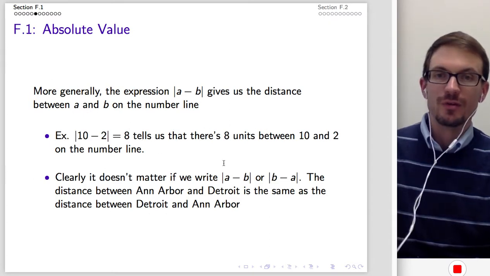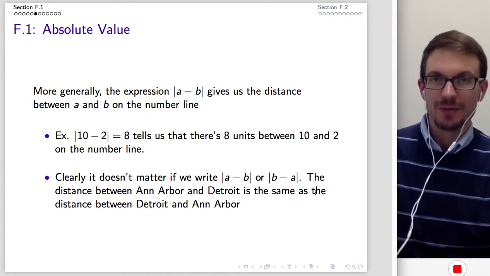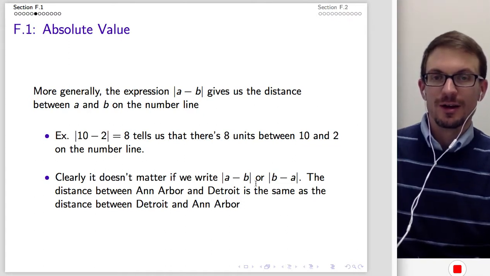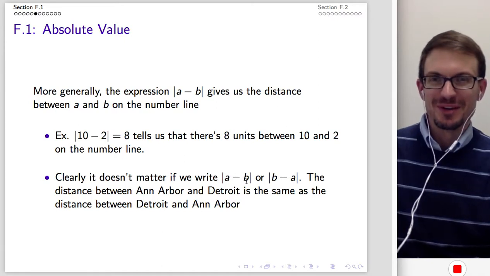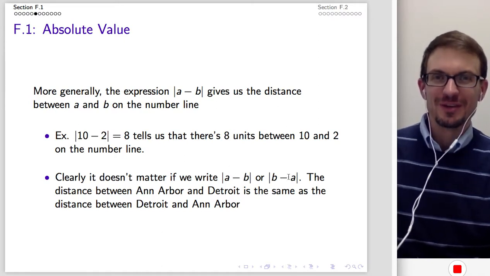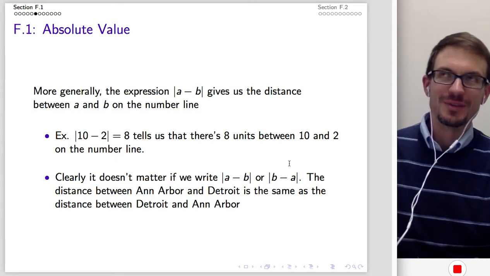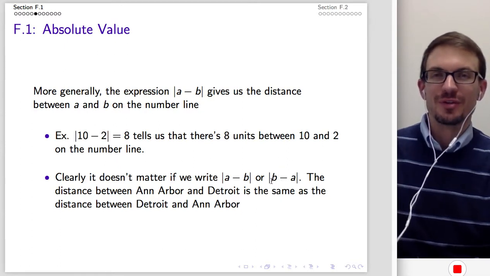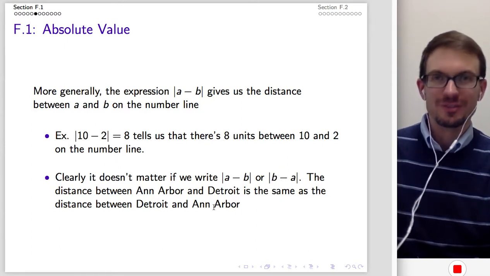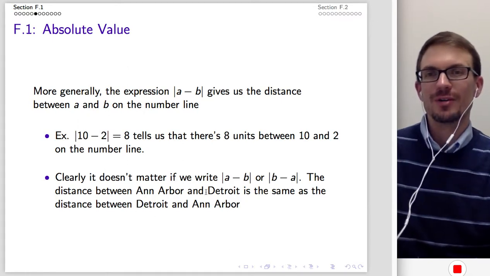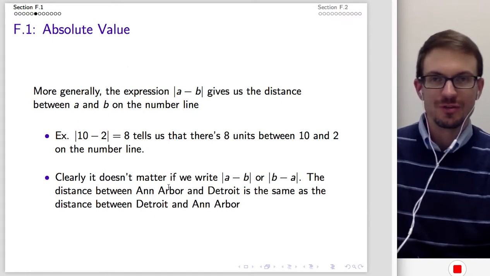And it doesn't matter if we write the absolute value of a minus b or the absolute value of b minus a. Depending on whichever is bigger, one of these is going to be positive and the other negative. The absolute value is going to return a positive either way. Why? Well, distances are positive. The distance between Ann Arbor and Detroit is the same as the distance between Detroit and Ann Arbor.